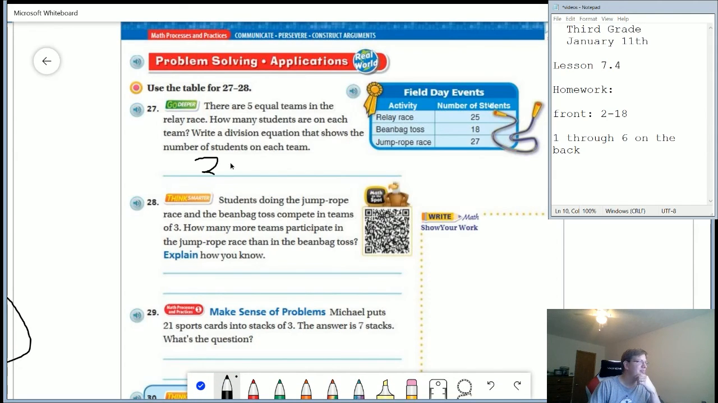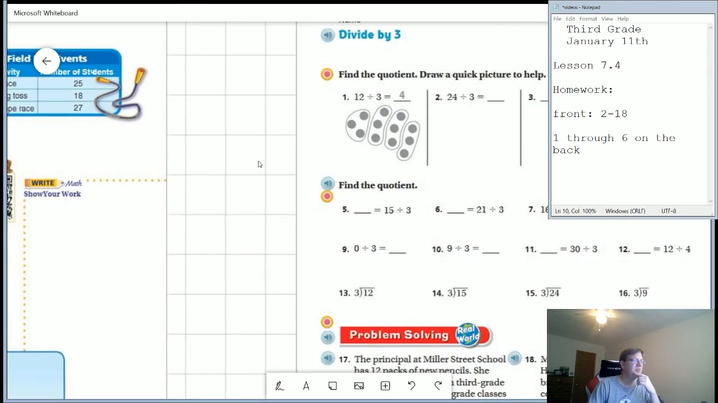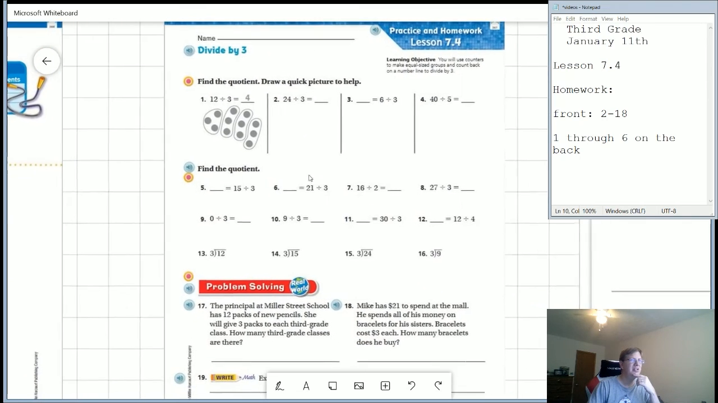Again, we're going to start with our large number. We are going to divide by 5 teams, and then the answer is going to be the number on each team, and that would give us 5. Let's see. All right. I think in the interest of time, we're going to go ahead and go to the homework.